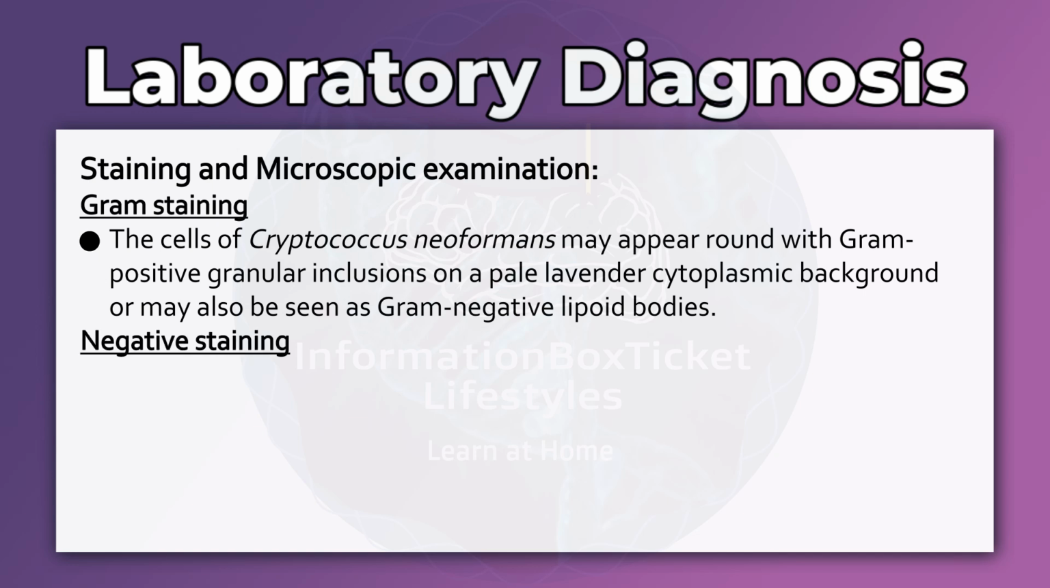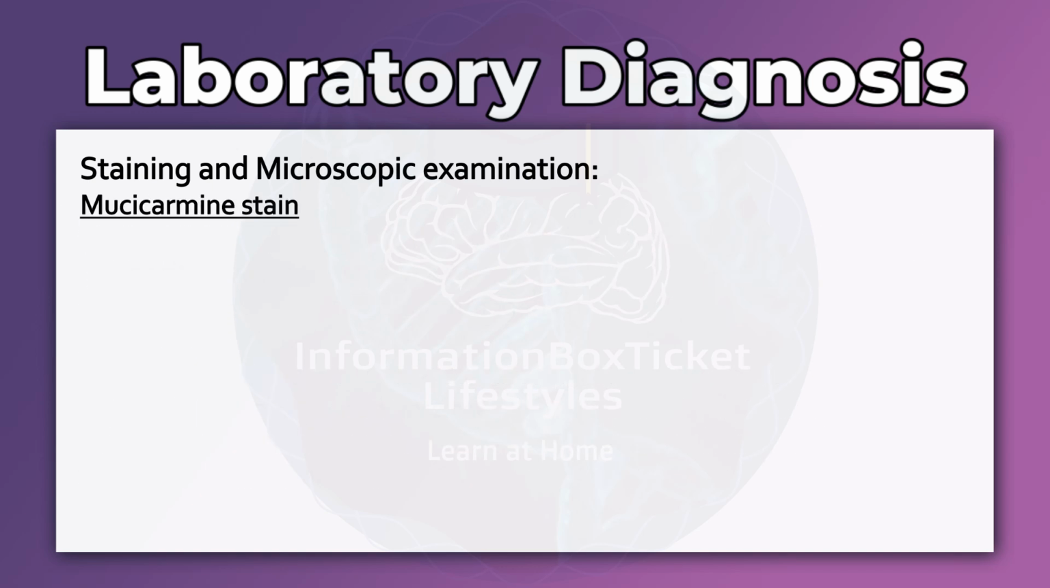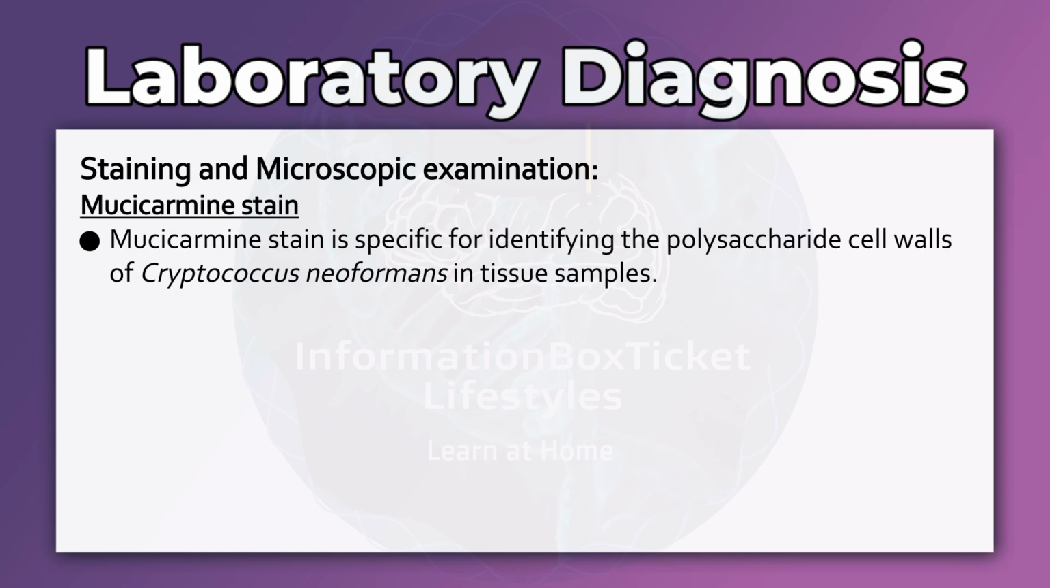Negative staining. Using India ink to visualize cerebrospinal fluid shows that the ink pigment particles cannot penetrate the capsule surrounding the yeast cells, creating a clear halo zone around them, which provides a quick identification method for Cryptococcus neoformans. Mucicarmine stain. Mucicarmine stain is specific for identifying the polysaccharide cell walls of Cryptococcus neoformans in tissue samples.